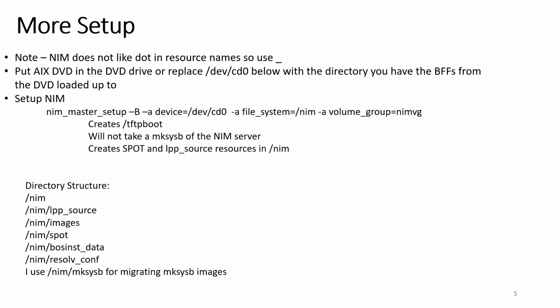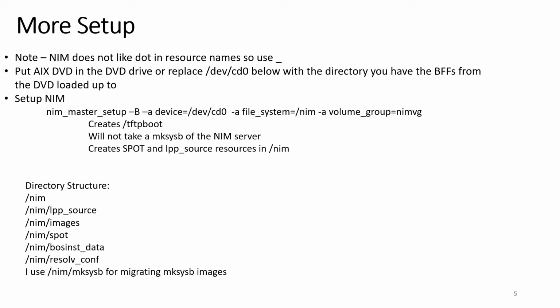NIM does not like a dot in the resource names, so you need to use an underscore or just have everything run together. You normally would put the AIX DVD in the DVD drive, or you would load it somehow to the server so that you can boot from that DVD to install it. You may use an alternate NIM server to install the AIX.